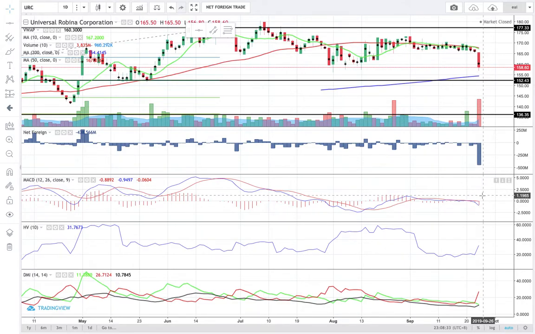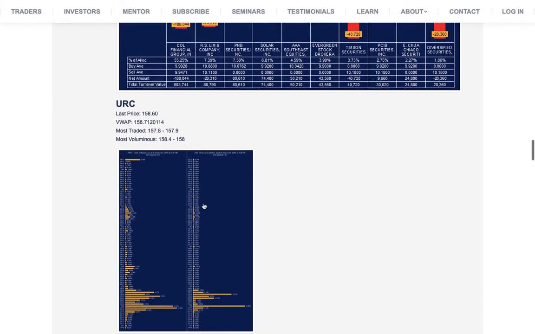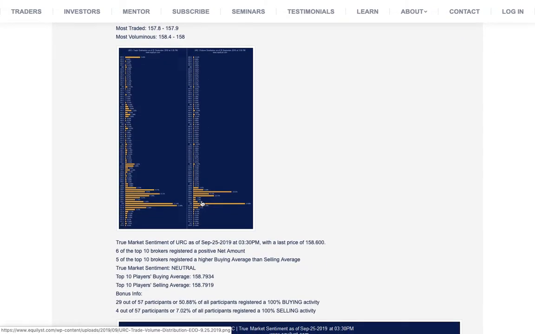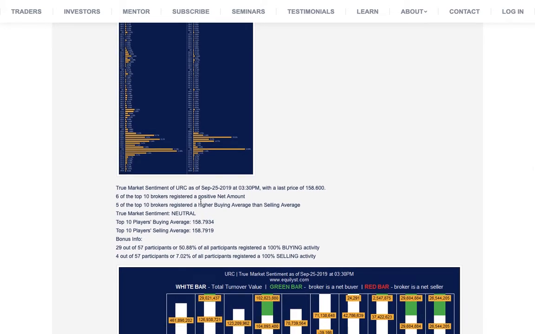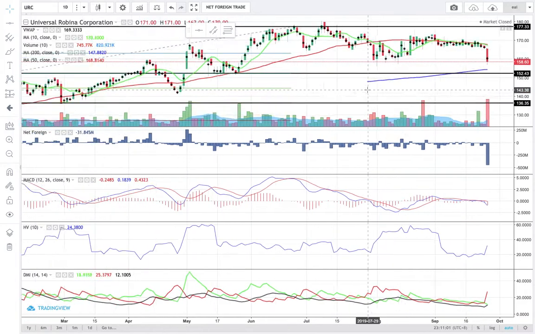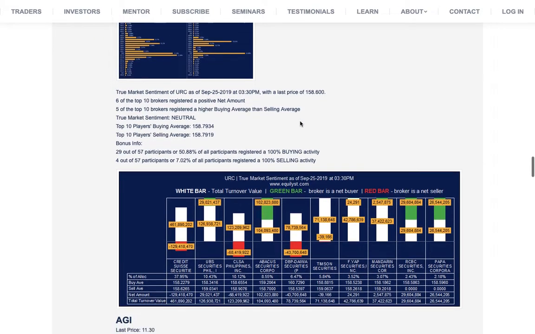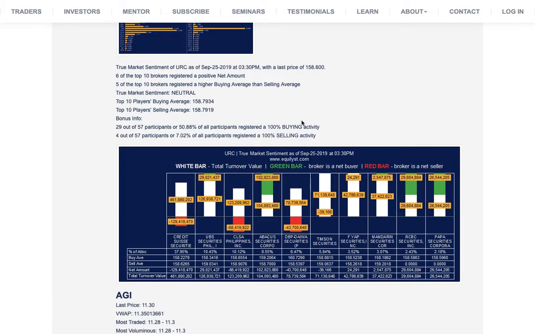Risk level is low. And the last price is higher than, is it higher? No. It's lower than the VWAP and the dominant range is closer to the intraday low than the intraday high. The true market sentiment is neutral. So it's a neutral true market sentiment and my overall sentiment for URC is obviously bearish at this point. So no buy signals, no top-up signals. Avoid URC. For now, the downtrend is still more likely to continue.